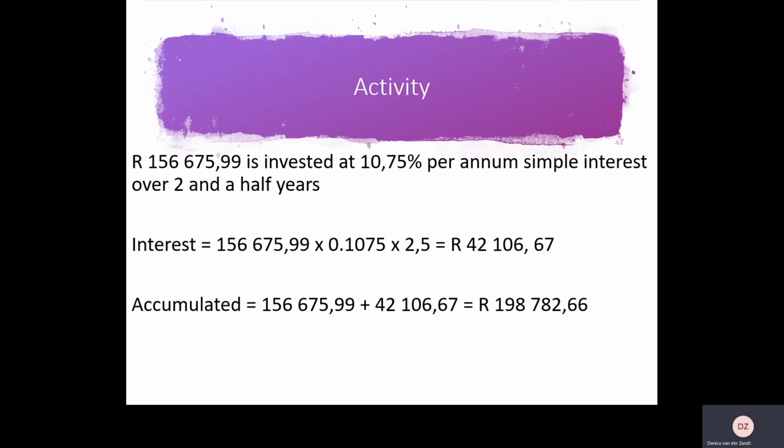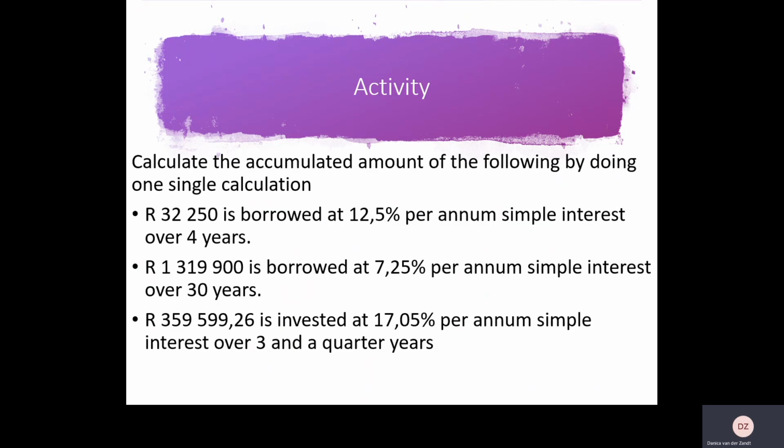So my interest is 42,106 rand and 67. Will I receive that interest, or do I have to pay that interest? I will receive it because it is an investment. So I get it back. And therefore, adding that to my principal, giving me my accumulated amount of 198,782 and 66 cents. Any questions, grade 10s?